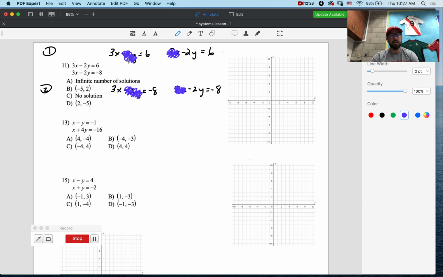Now this one is going to be a little trickier, but that's okay because I have a fraction down here and I don't like fractions. So divide by 3, it looks like x equals 2. Divide by negative 2, it looks like y equals negative 3.